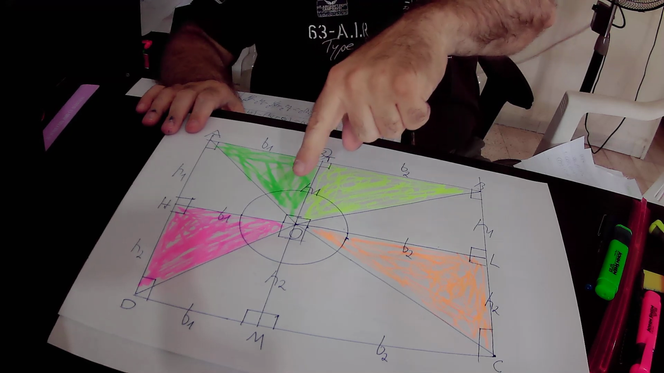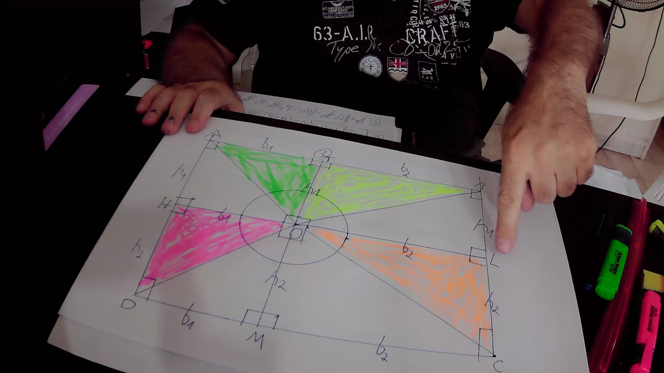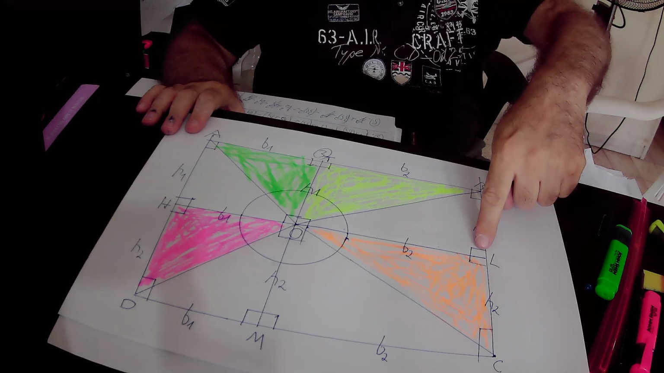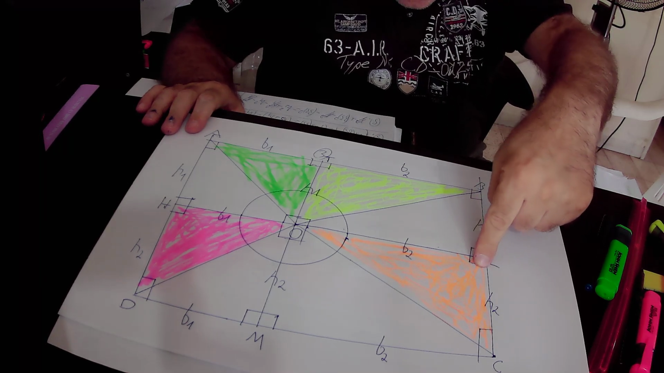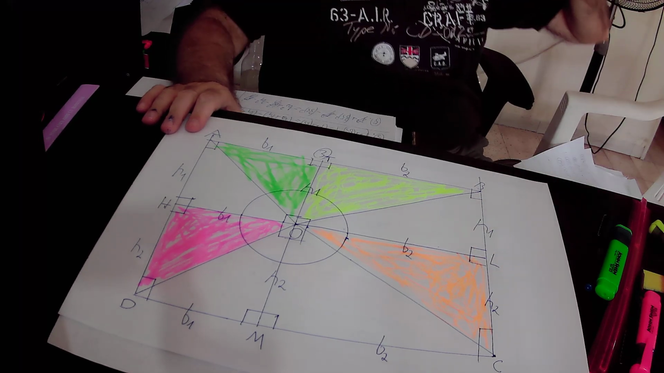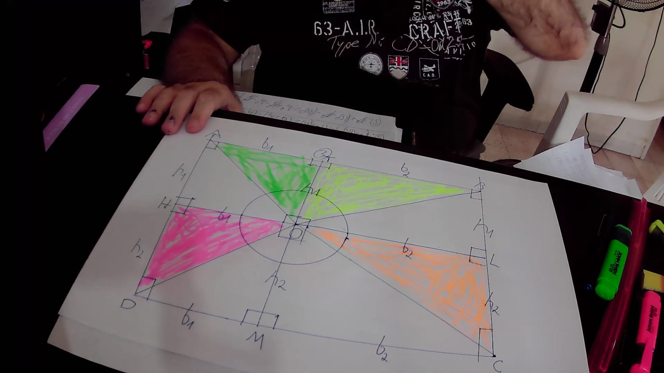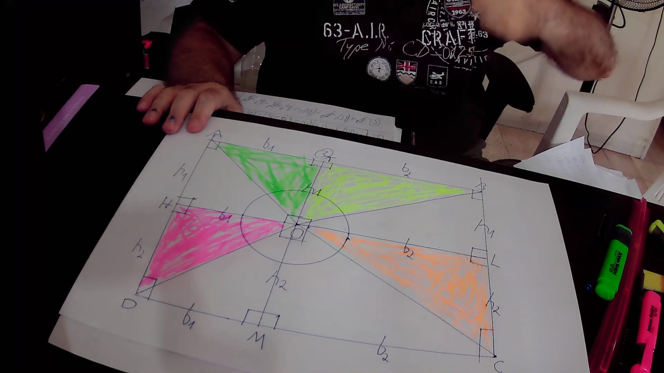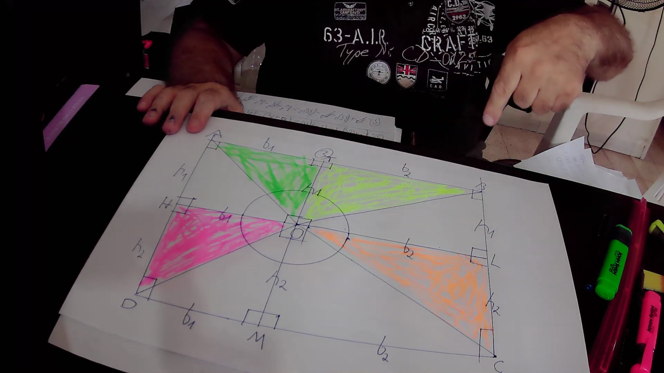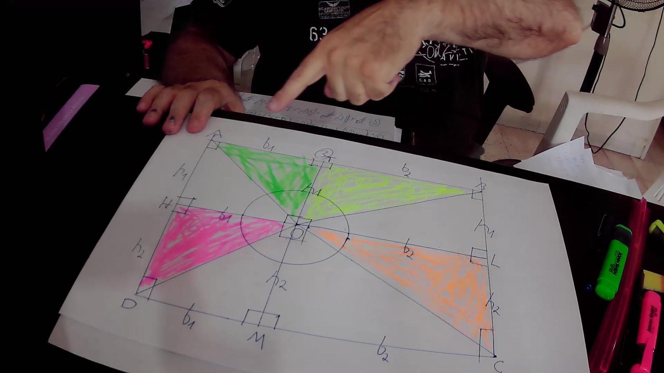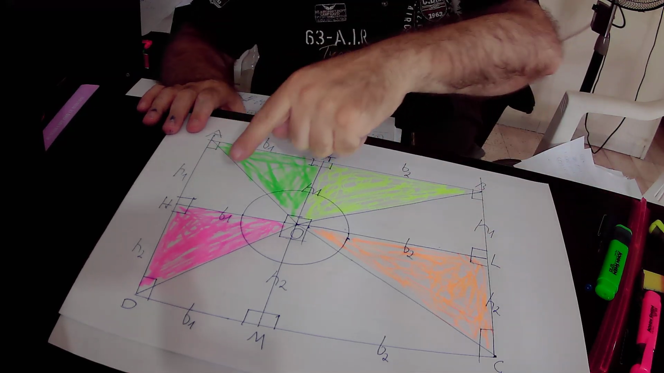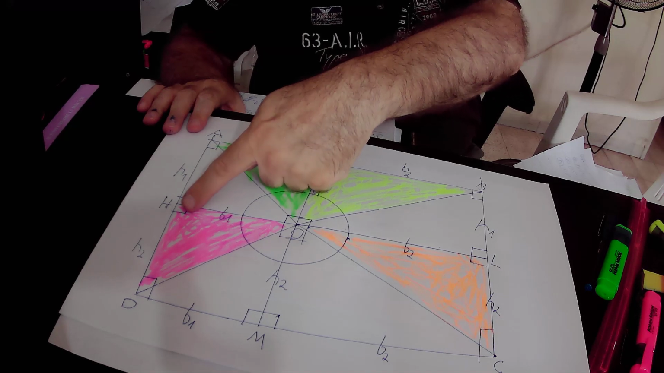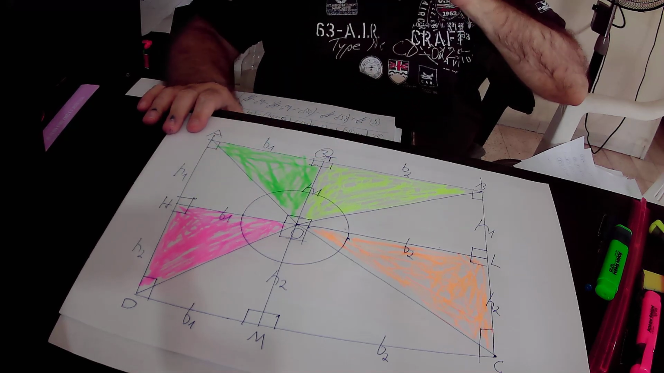Likewise, from point O, we draw a perpendicular on BC. So this angle equals 90 degrees, and this angle equals 90 degrees according to our construction. But because side AD is parallel to side BC, it means that the perpendicular from point O to BC must also be perpendicular to AD. So this angle must be equal to 90 degrees, and this angle must also be equal to 90 degrees.